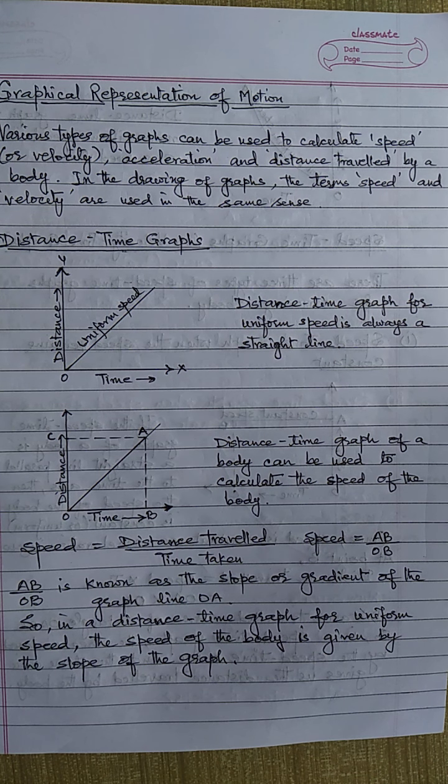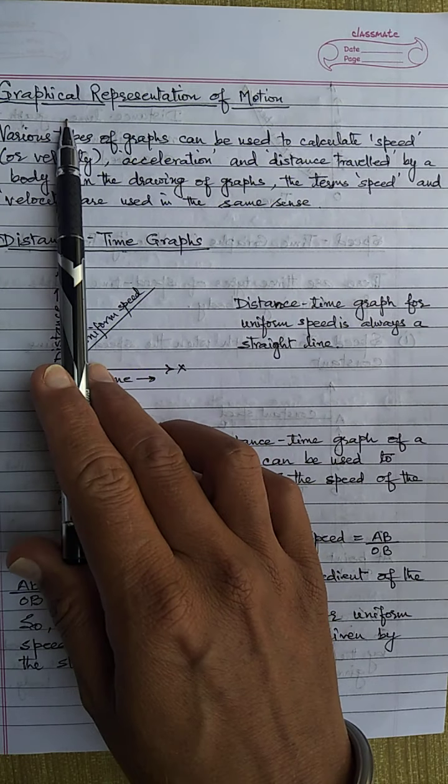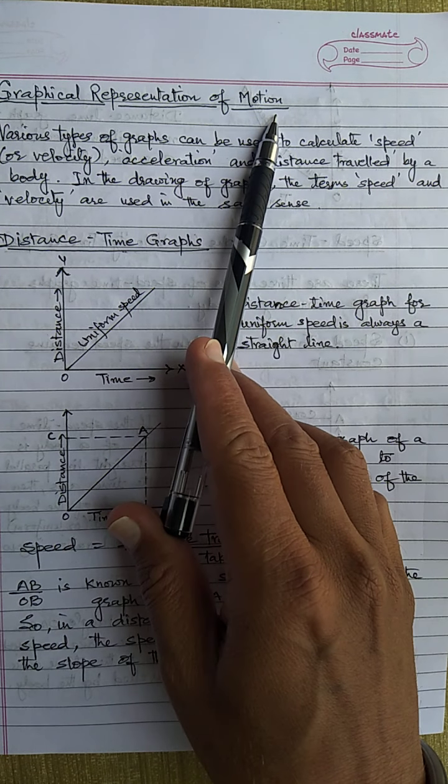Students, we have derived all the three equations mathematically. We can also derive these equations graphically. Next week we will derive them graphically, but now we will see how motion can be represented graphically. So, graphical representation of motion.